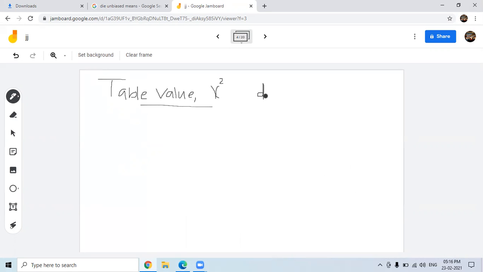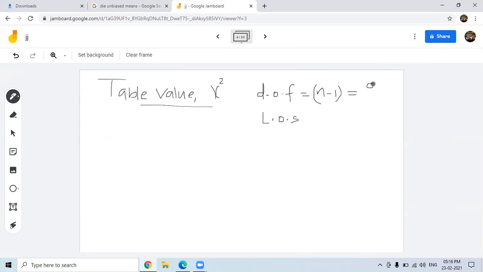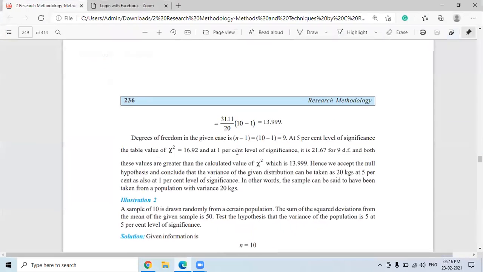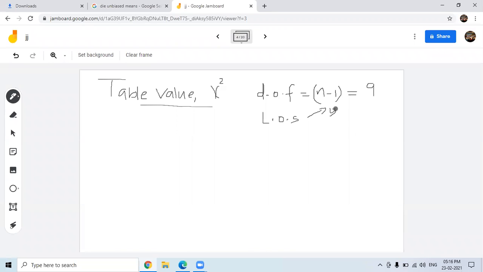For that you need degrees of freedom and the level of significance. Degrees of freedom is equal to n minus 1. What is n? Here n is equal to 10, so that is 9 degrees of freedom. Here the problem is that you have to test at 5% level of significance and 1% level of significance.